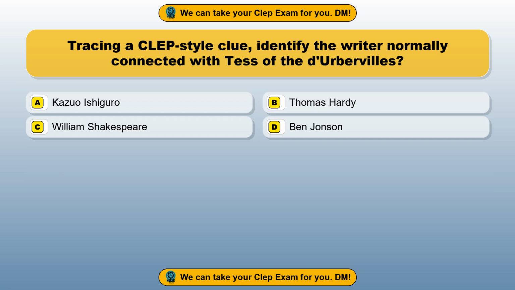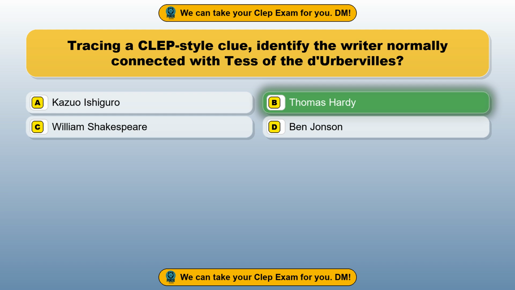Question 46. Tracing a CLEP-style clue, identify the writer normally connected with Tess of the D'Urbervilles. Option A, Kazuo Ishiguro. Option B, Thomas Hardy. Option C, William Shakespeare. Option D, Ben Jonson. The correct answer is option B, Thomas Hardy.